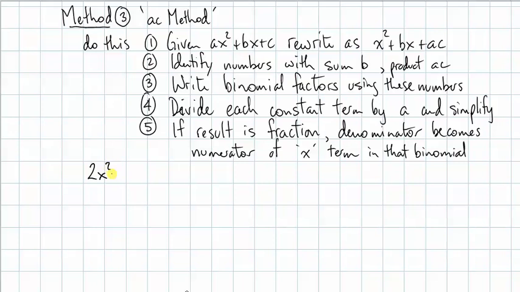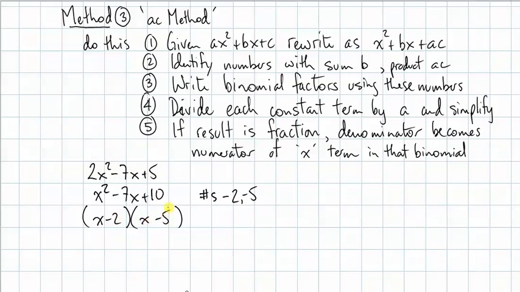So I start with 2x squared minus 7x plus 5. What I'm going to do is I'm going to rewrite this as x squared minus 7x plus 10. I'm going to recognize that my numbers are negative 2 and negative 5, as we've established before. I'm going to put those in here right away. X minus 2, x minus 5.